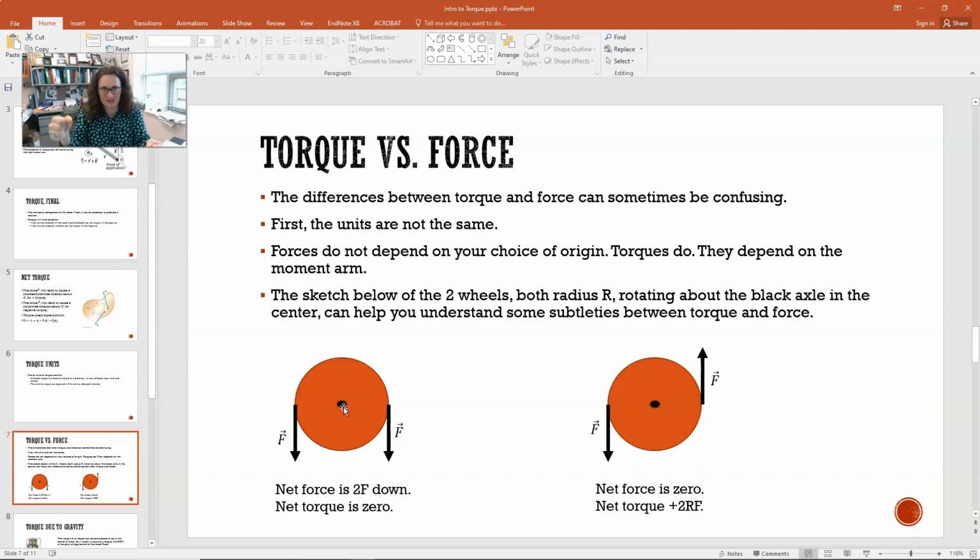It can rotate about the axle, but you're not going to rotate it. You are going to pull it down and strain that axle a little bit. So you will have a net force on that object, and that force will be 2F down.